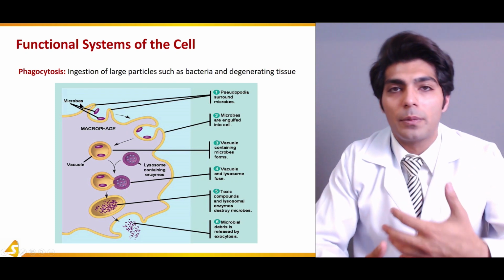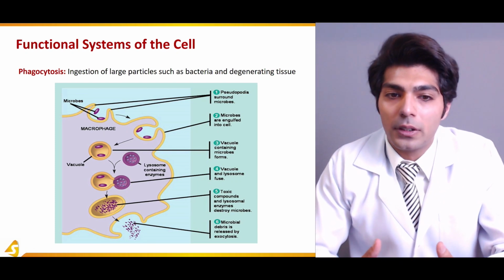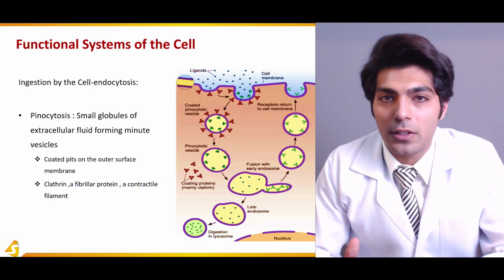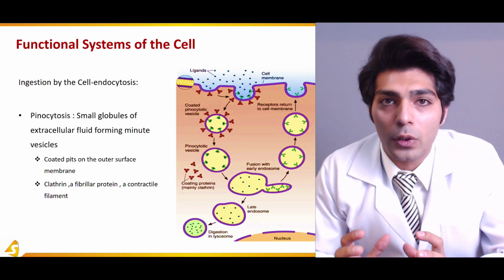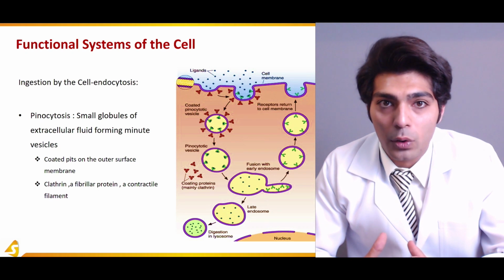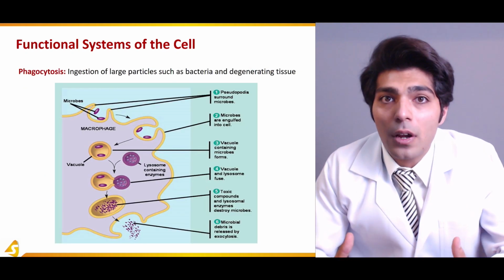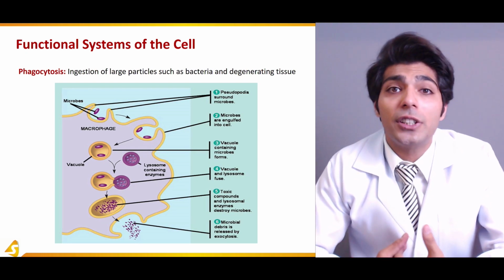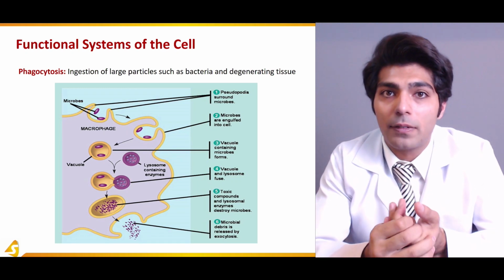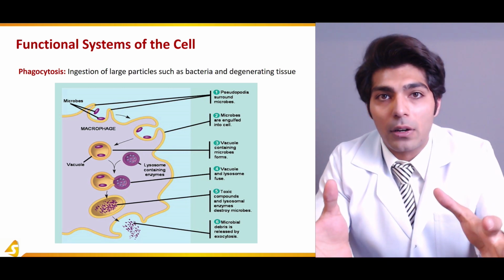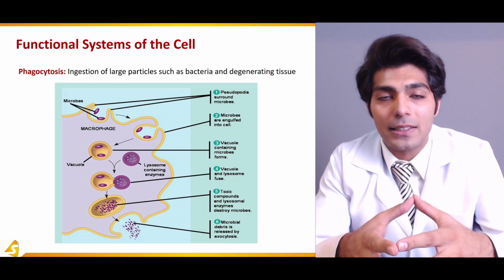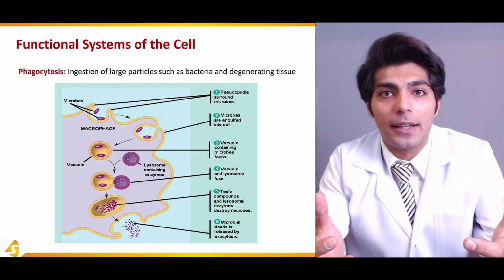Always remember that there is a difference between pinocytosis and phagocytosis. Pinocytosis, which we discussed earlier, is for small globules or small molecules present in the extracellular fluid that need to be digested within the lysosomes. In phagocytosis, large particles such as bacteria and degenerating tissue, which are larger in diameter than the smaller molecules, are surrounded by pseudopodia, forming a vesicle containing the microbes. They are presented to the endosomes, which perform their digestive function, and the waste products are then excreted outside of the cell.